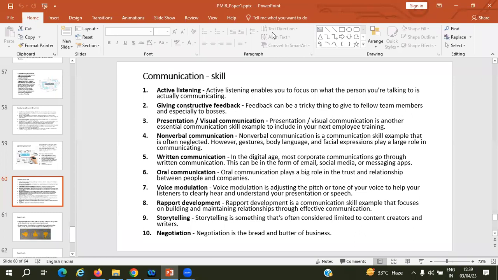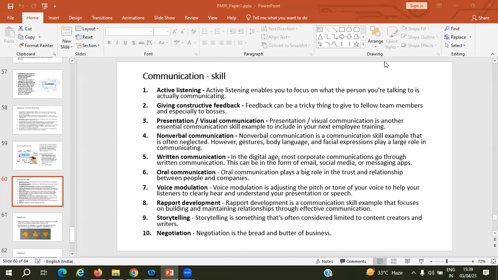Non-verbal communication. When you are speaking to someone, your body language, your expression, your movement, from your facial expression, one can read, one can understand what you are trying to say. That is non-verbal communication. Suppose you are speaking something and you are crying or you are laughing.